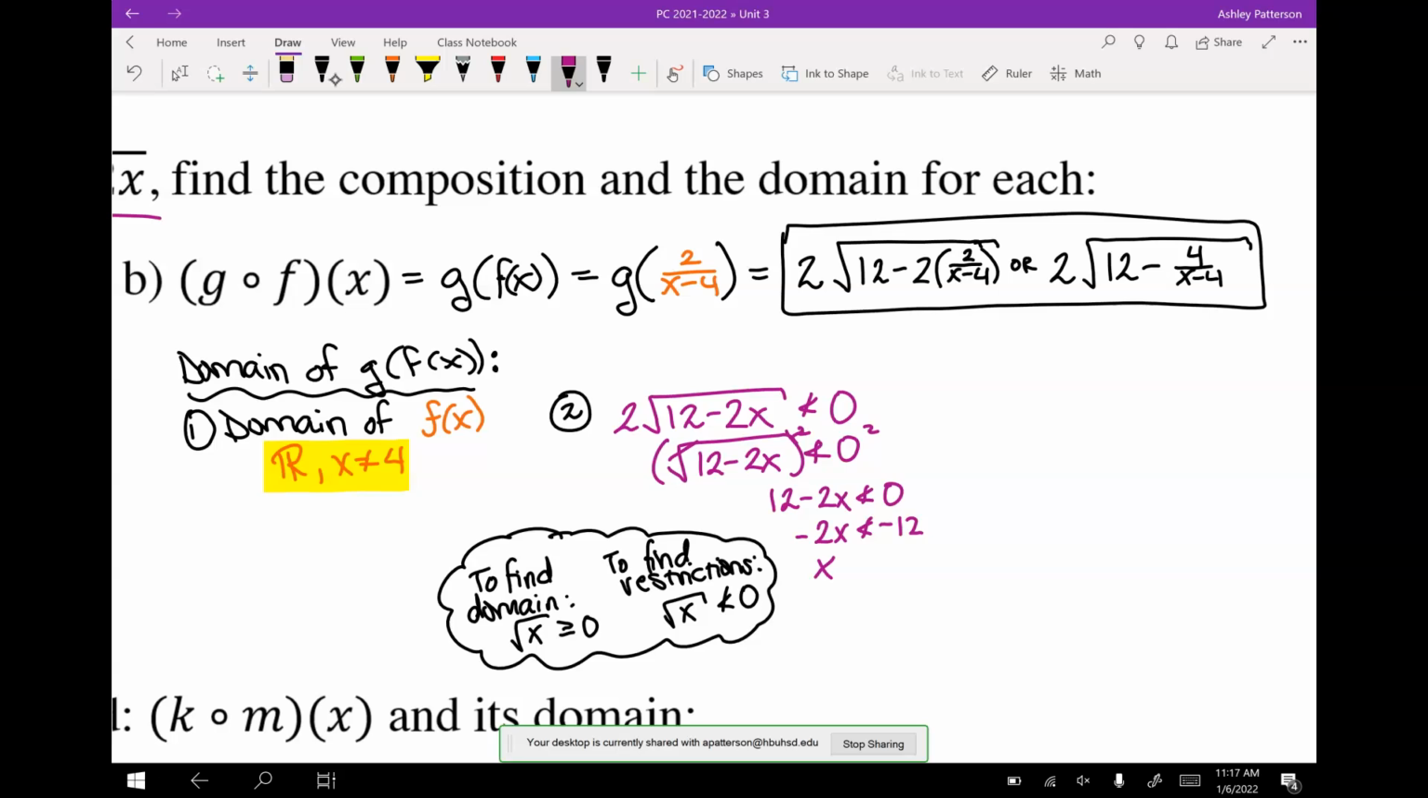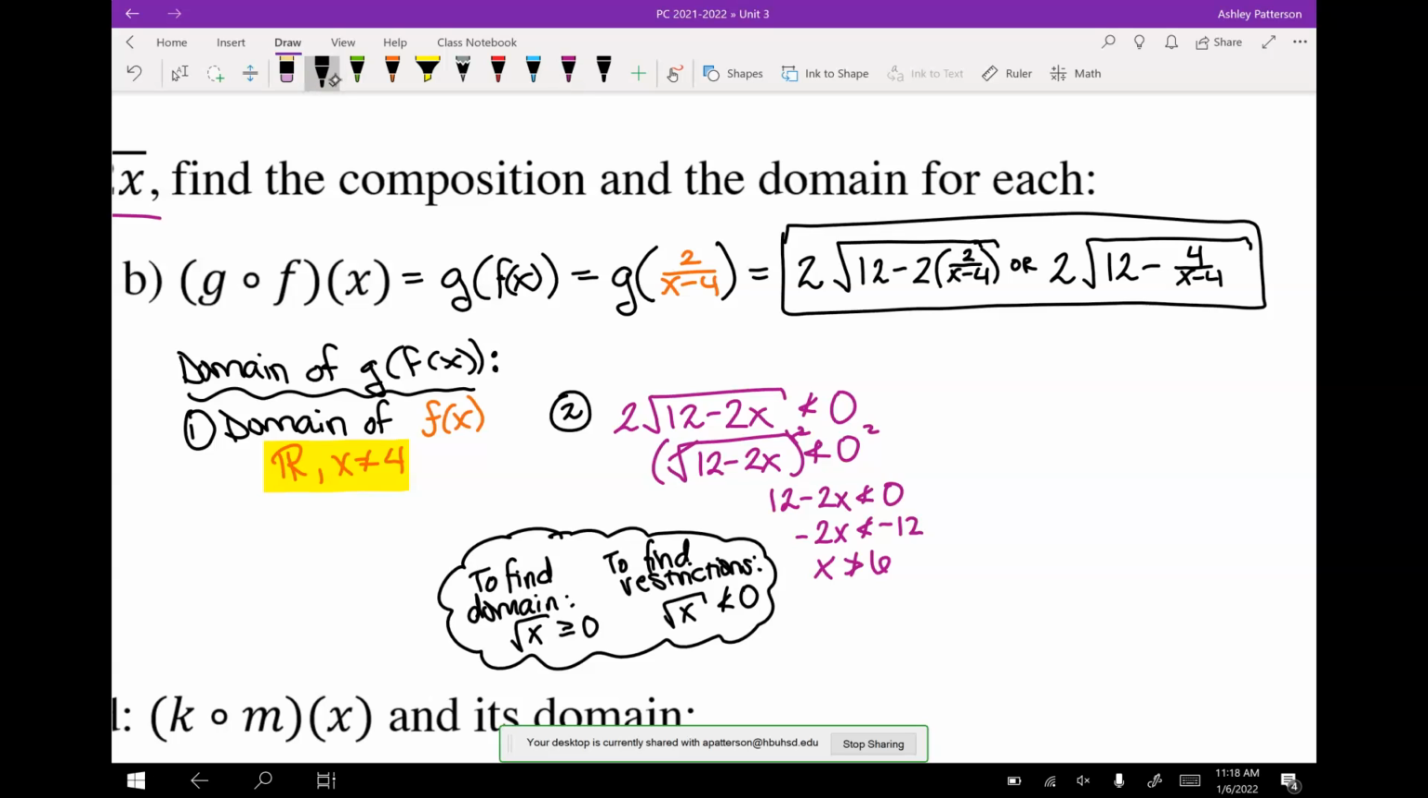Why do you say greater than? Because when you divide by negative... Excellent. Yes, when you divide by that negative 2, we have to switch the sign. So x cannot be greater than 6. This is the restriction on the outside function. We need to know what values of x will create these numbers, anything greater than 6, as an output for the inside function as y value.